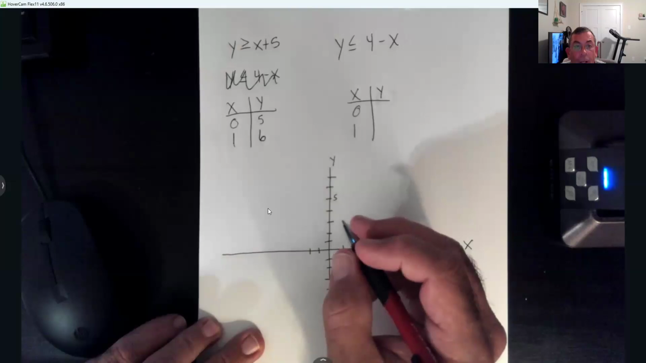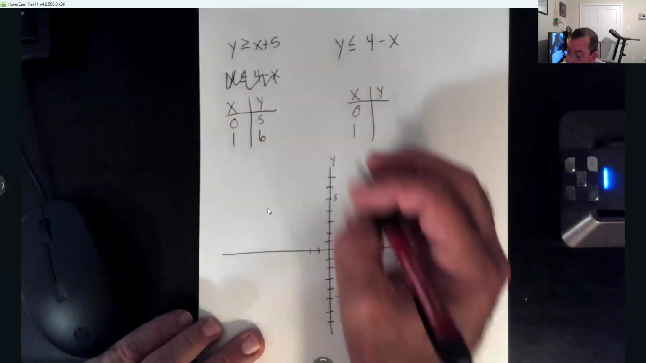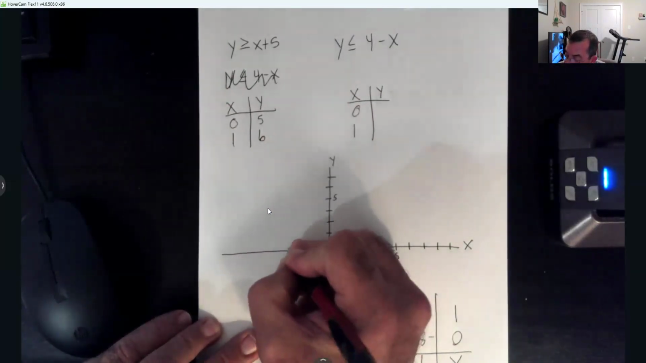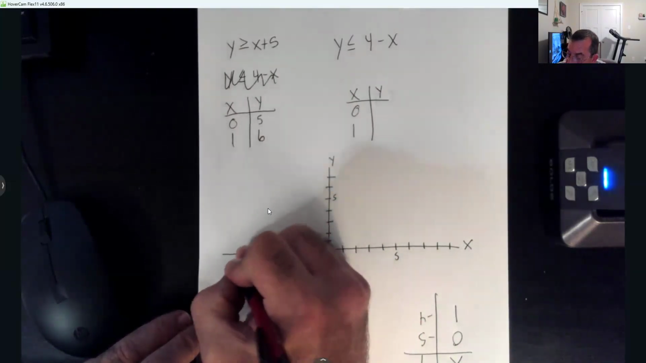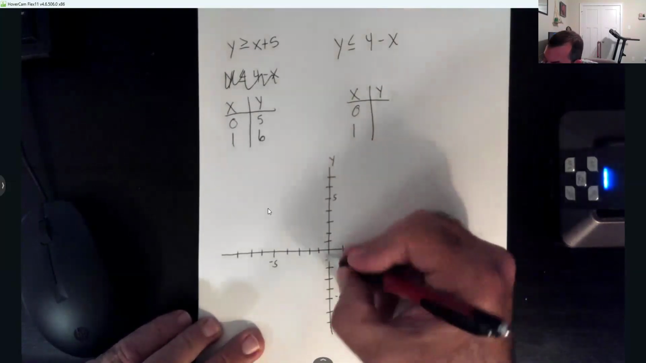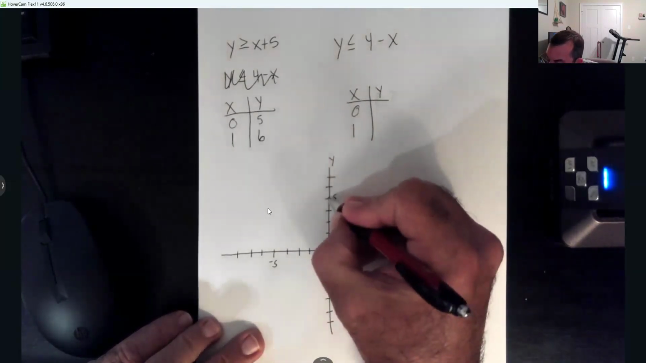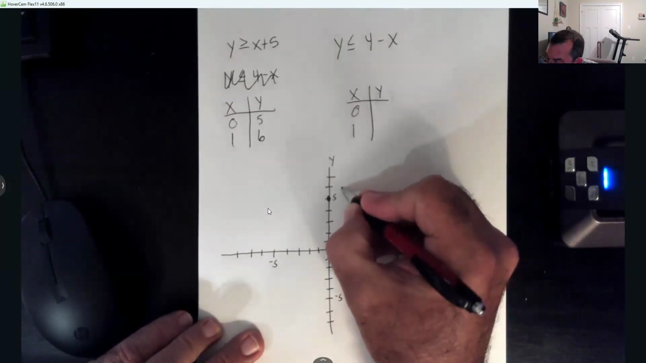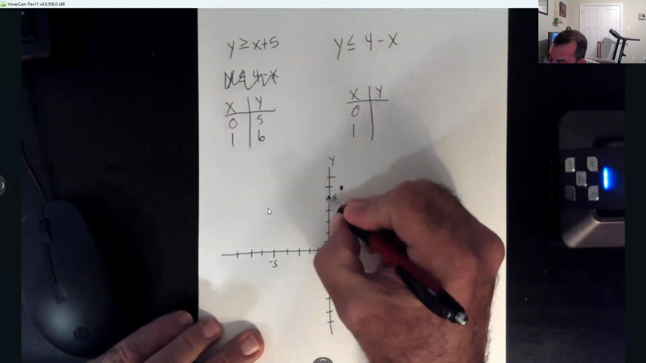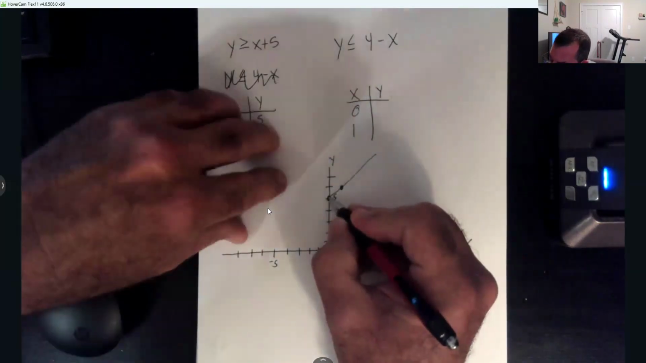Oh, y'all got solid, so good job, because it's got those equals under them, okay? All right, y'all, let me finish drawing this. All right, so 0, 5, so 0, up 5. And then I had right 1 and up 6. So that's a solid line going down through there.